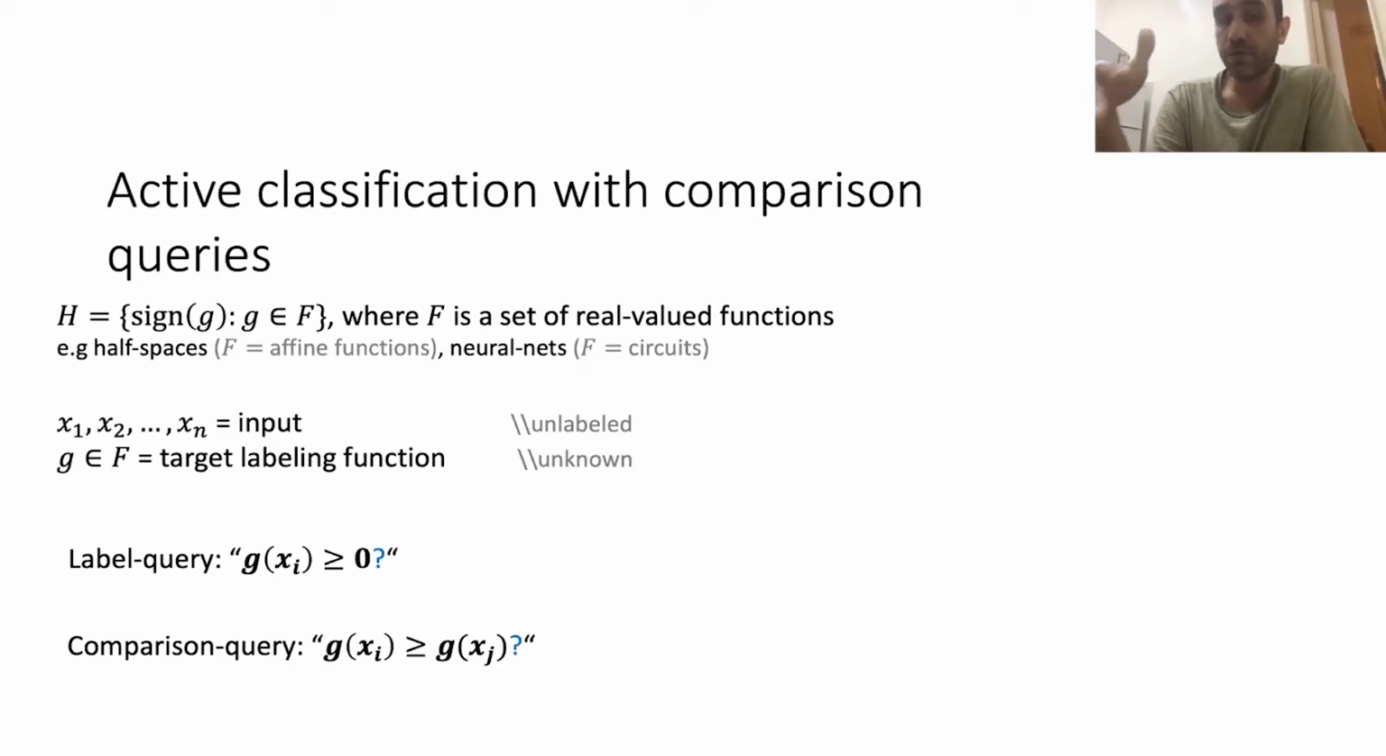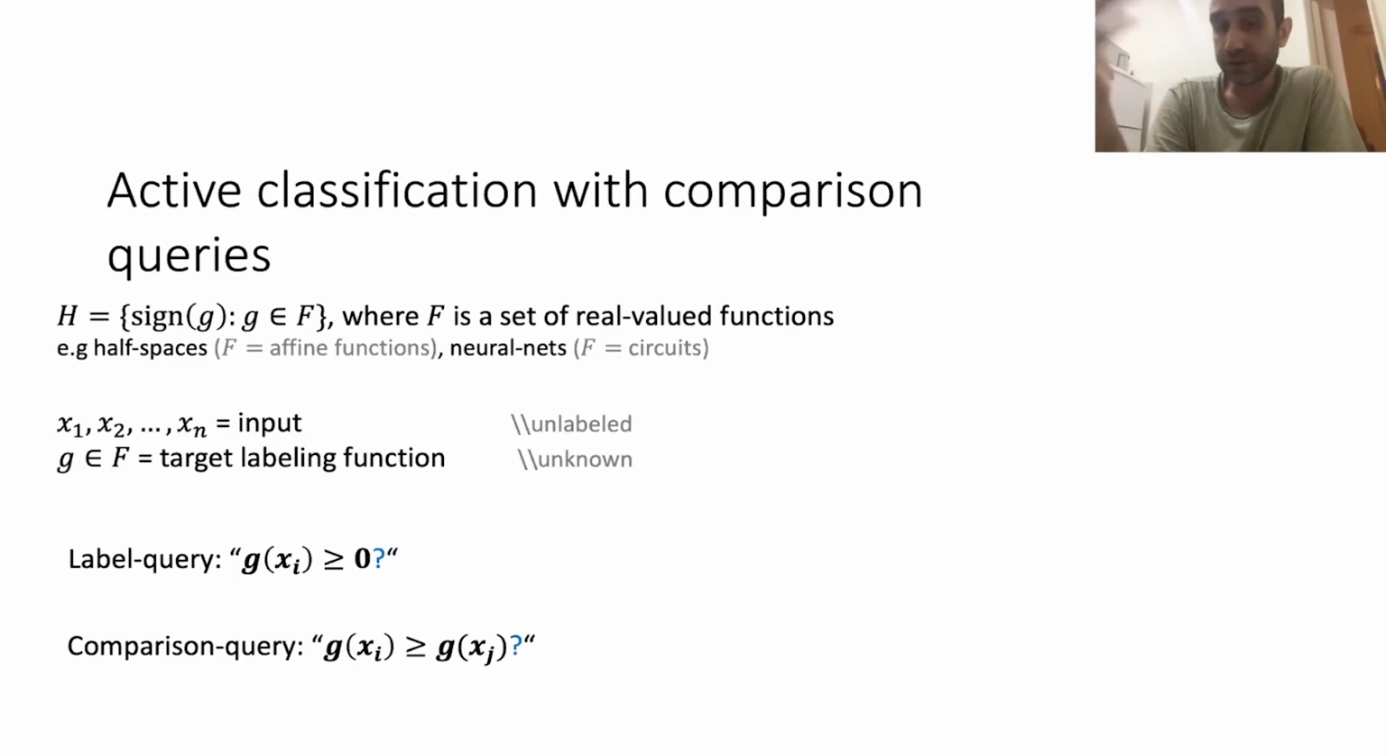Now we consider two types of queries. There is the good old label query, where we ask whether the sign of g, the target function, on xi is positive or negative. This is just what we had before. But we now also allow this comparison query: is g of xi at least g of xj, for a pair of input points xi and xj?